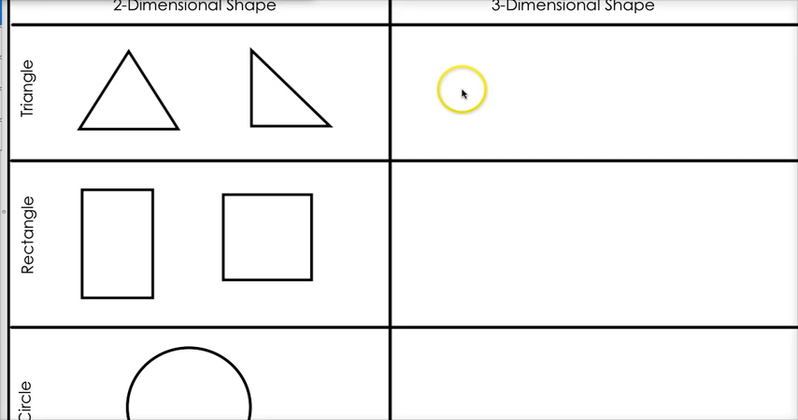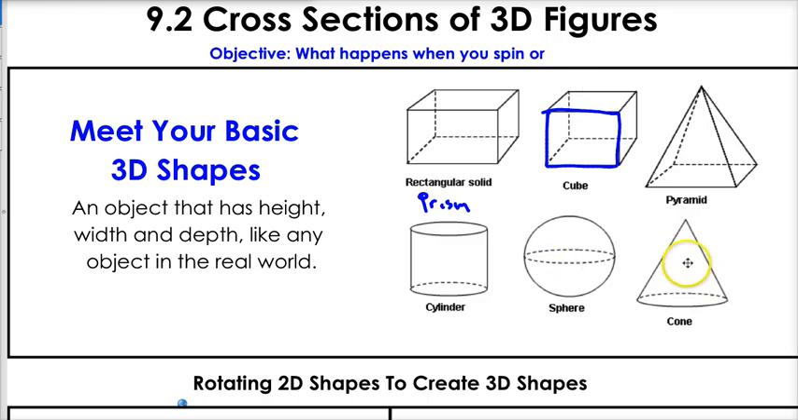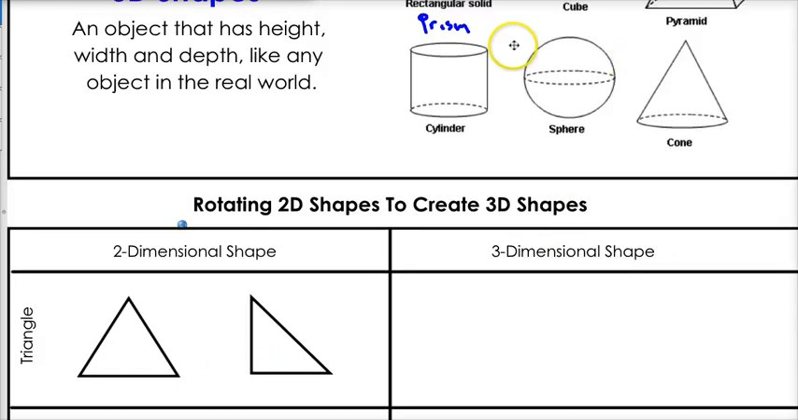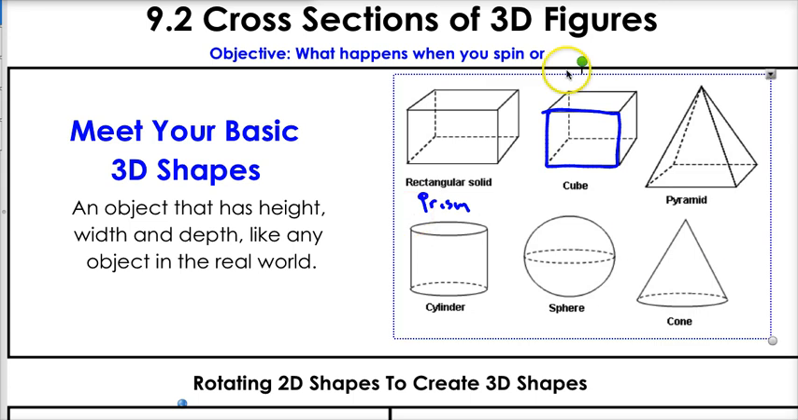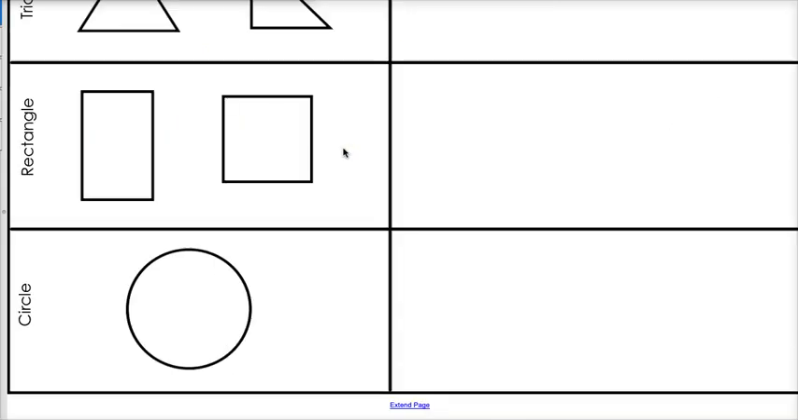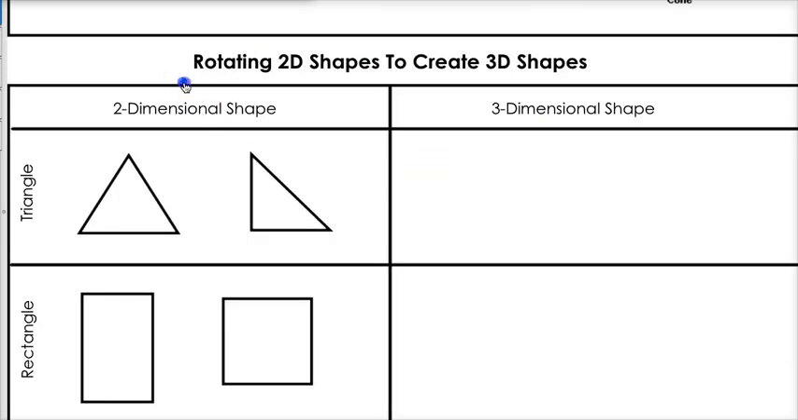Now, before I click this link and show you what this all means, I want you to think for a second. If I rotated this triangle, what 3-dimensional shape that you see up here would you get? Which one? So I rotate this guy. Which one of these 3-dimensional shapes would I get as a result? Try that also in your head with a rectangle and a square. What 3-dimensional shape do you think we would get? And then finally, if I rotated a circle, what 3-dimensional shape would I get that you see up here? All right? You might want to jot down your guesses here, see if you're right. So let's take a look.